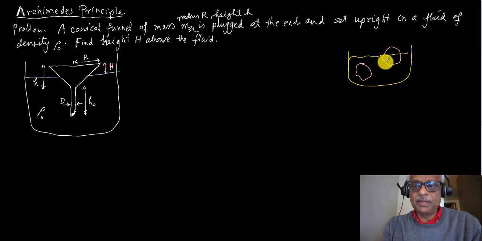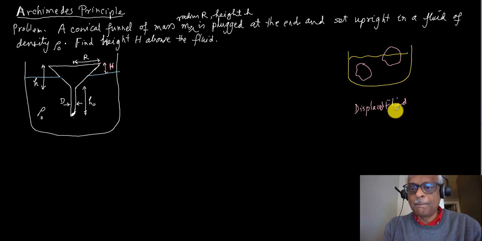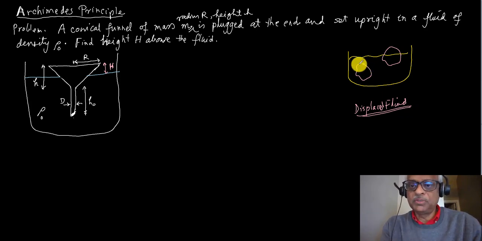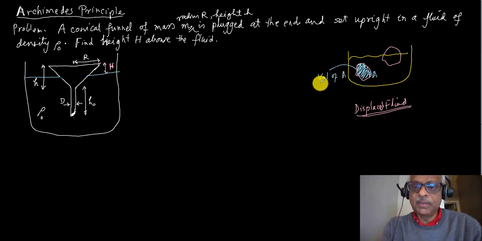So there is a concept called displaced fluid. First you have to understand that, and then it will be very easy to follow. So first, if this is a solid object and the fluid couldn't get inside here, then the volume of this thing, the volume of A, is equal to the displaced fluid volume.